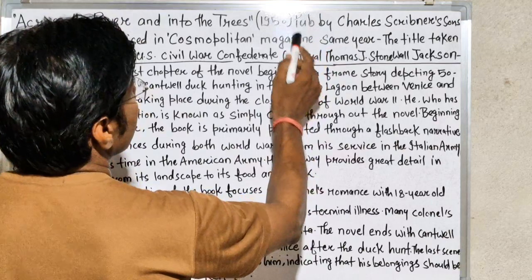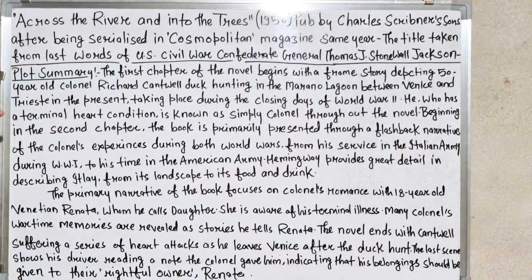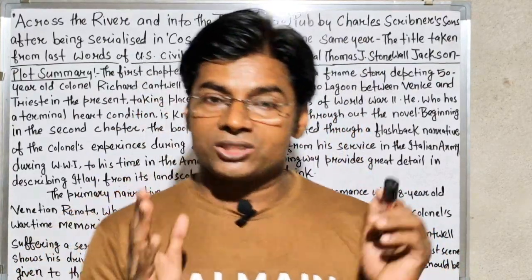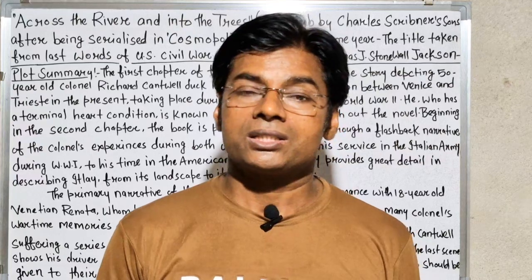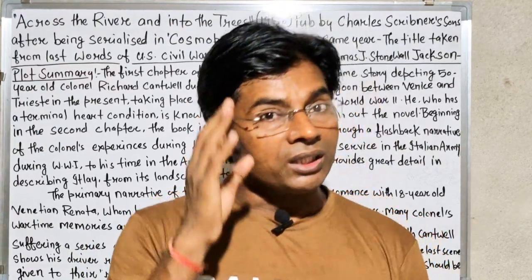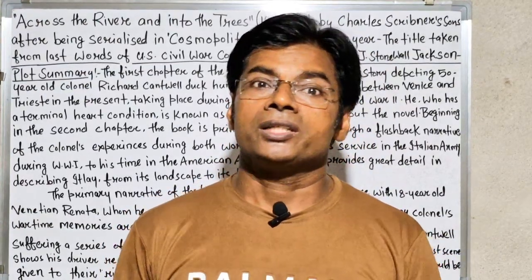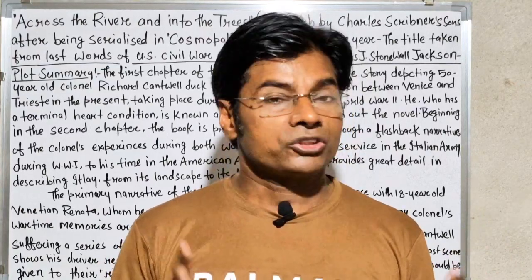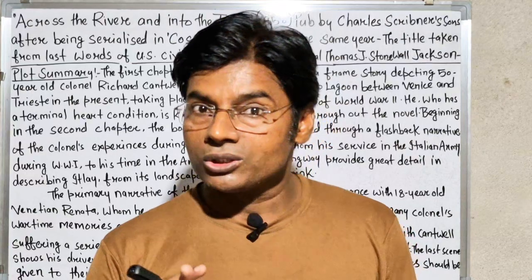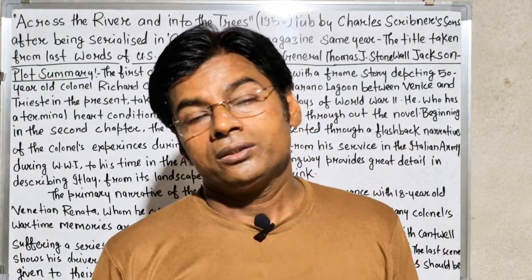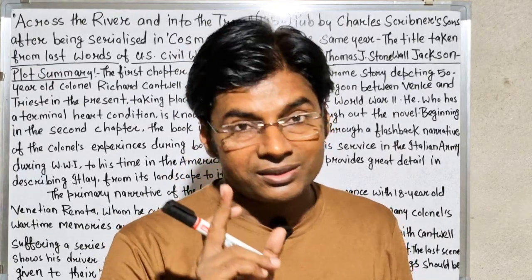He published this novel in 1950 after it was serialized in Cosmopolitan magazine the same year. So remember this, Across the River and Into the Trees. First of all, this novel was serialized in a magazine titled Cosmopolitan in the early part of 1950, and in the later part of 1950 it was published by Charles Scribner's Sons in book form. Remember that.